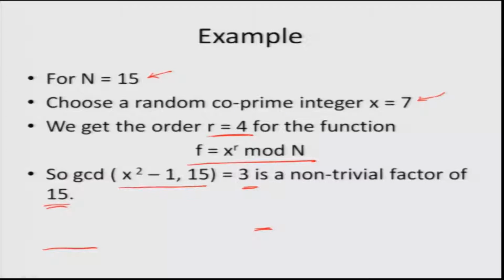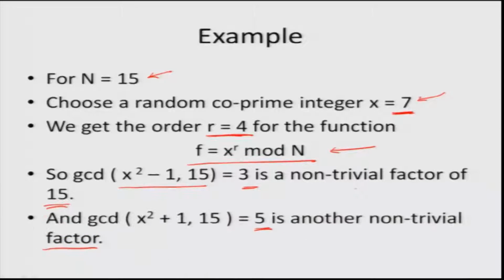This is the way we finally showed you that for the number 15, with a random coprime integer x, which was 7, we get the order R for the function by applying this principle. Once we get that, as we showed with the continued fraction method and others, we can find the non-trivial factors of 15, and that was the basic idea.